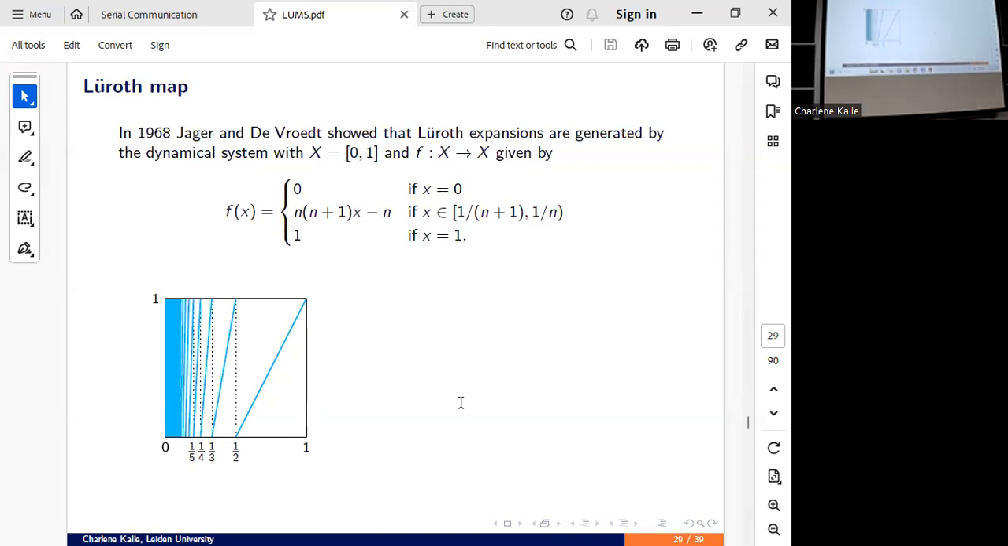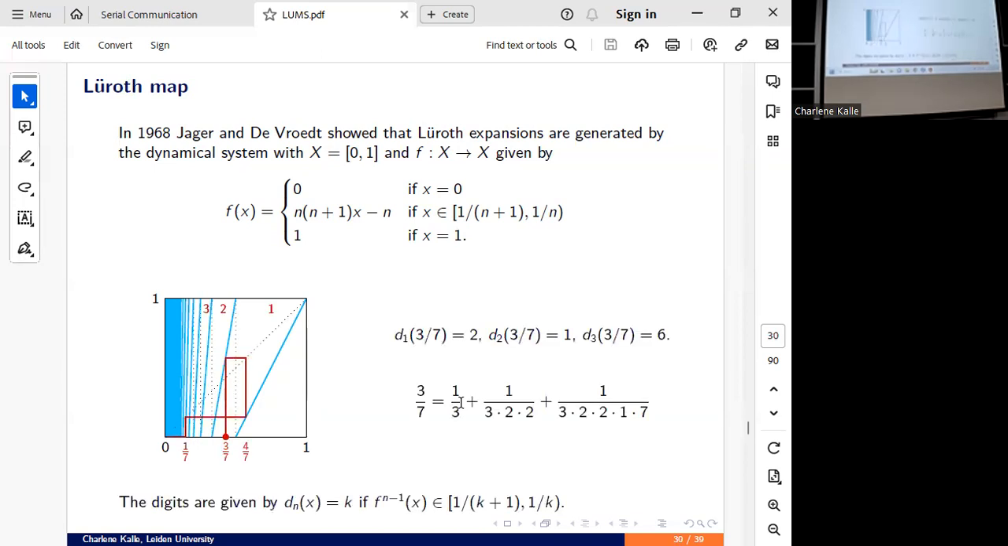So they show that you can have a dynamical system that generates these expansions, just very much like we had with the binary system. But in this case, we need infinitely many of these branches because we have infinitely many digits. But the procedure is precisely the same. So we assign a digit to each of these intervals, and then we follow orbits, we write down the digits, and then we get these Liouville expansions this way.